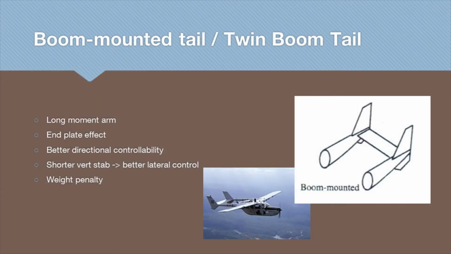For the boom-mounted tail, again it is very similar to the H-tail. The difference is the moment arm is a lot longer, and therefore it allows better control ability along the pitch and yaw axes.